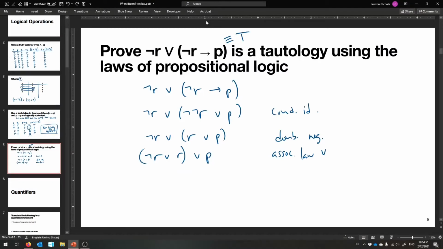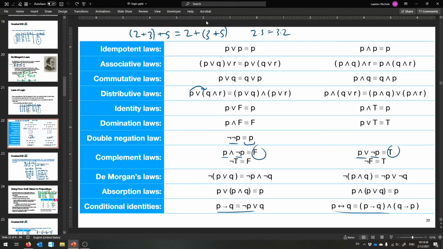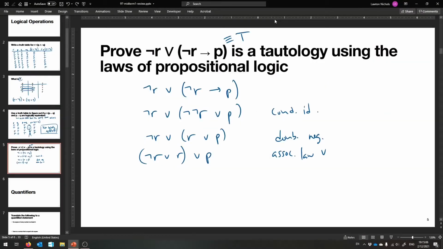Okay, okay. Are you ready? Are you ready? But it's in the wrong order, darn. So we can swap them around using the commutative law for OR. So let's get there. We have R or, not R, still in parentheses, or P. I'm going to try and make it smaller. This is the commutative law. Commutative law for OR.